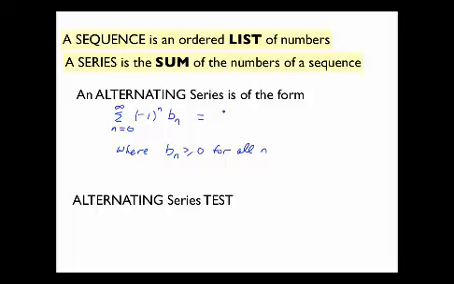What's the first term? B0. Second term? Minus b to the first. Third term? B1. This is subscript. B plus B2. Then minus B3, etc.